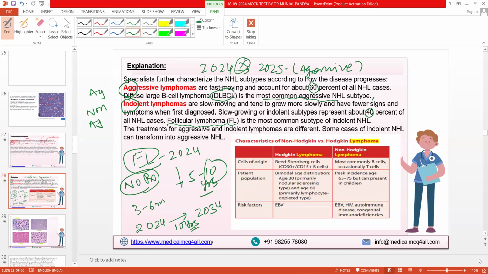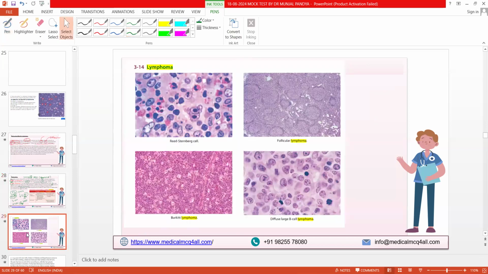So this is how we do, right? And this is classically the starry sky appearance. You can see I compiled all the four slides here. So this is a Reed Sternberg cell. How do you differentiate between Hodgkin's lymphoma and non-Hodgkin's lymphoma? The answer is the RS cell, Reed Sternberg cell. What is the Reed Sternberg cell?